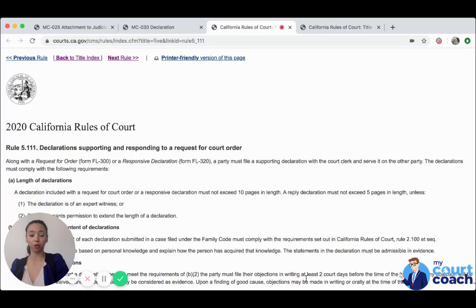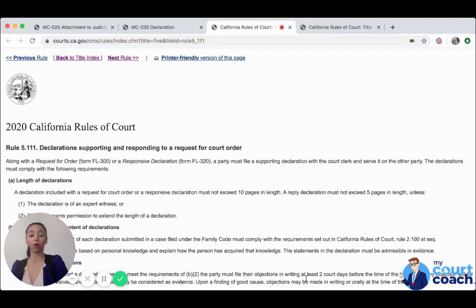But the court is only going to know whether it can or cannot consider that statement if somebody makes an objection. So if nobody makes an objection to a statement written in the declaration, then it is going to come in as evidence and it will be used against you. Make sure that your declarations are, in fact, based off of personal knowledge.